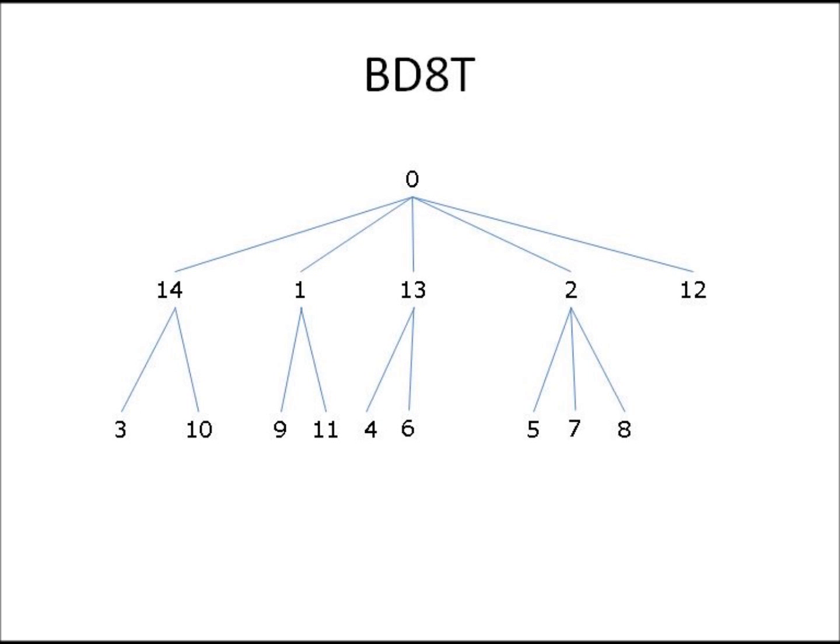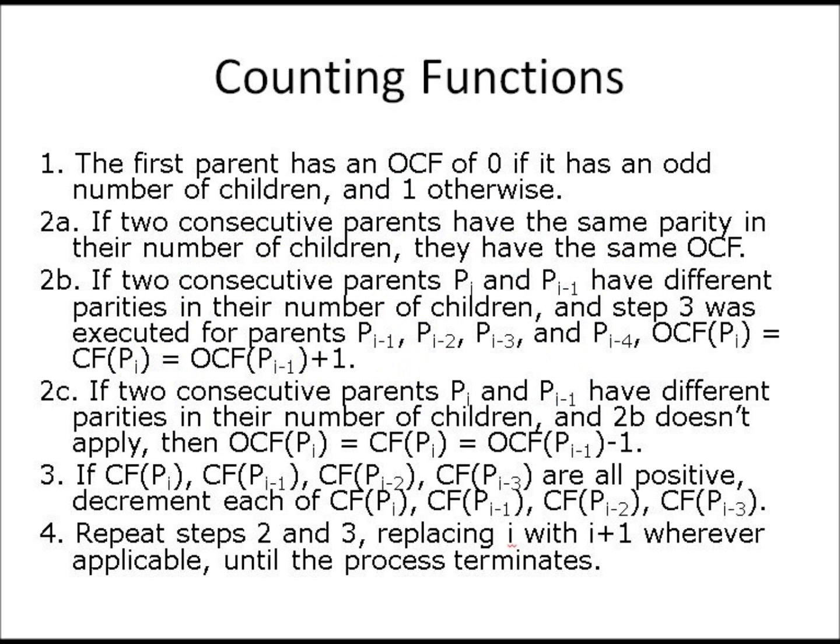This concludes the BD8T. Our algorithm uses a series of edge transfers and BD8Ts to leave the desired number of children with the parent at each step. Our algorithm first defines counting functions on the parent vertices of the trees. Each vertex is assigned an original counting function, or OCF, and at any given time, 4 vertices have a positive counting function, or CF. The rules are described here.